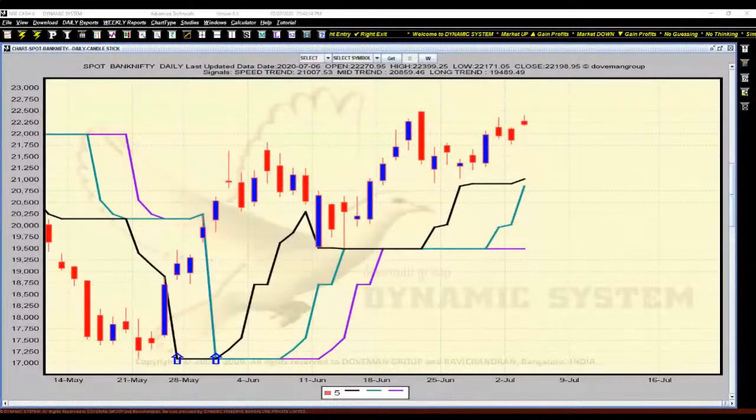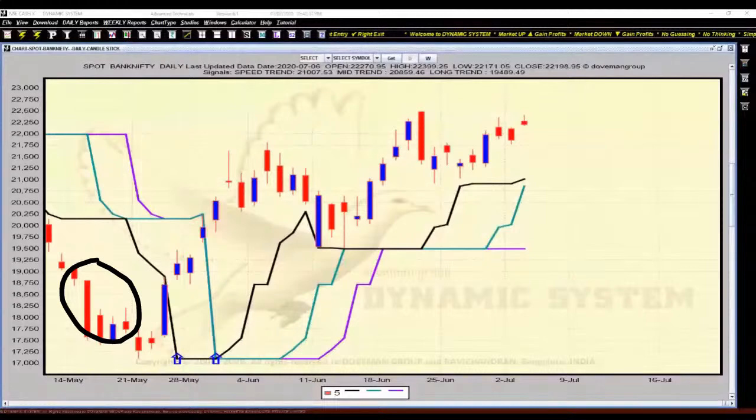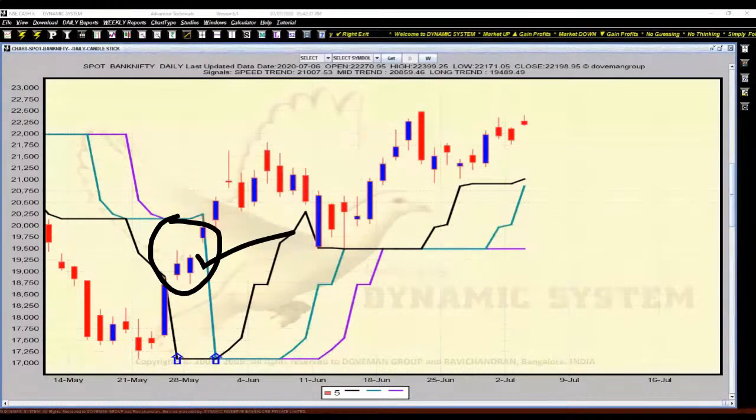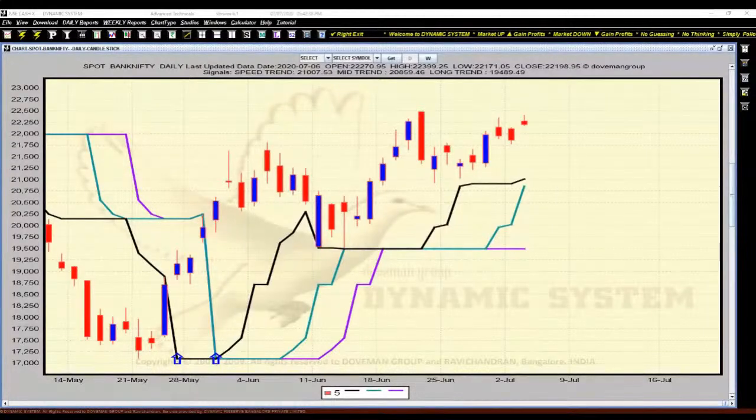There are times where the price is trading clearly below all the three trends, then it is in a clear downtrend. So when the price is in an uptrend or in a downtrend, just by looking at this, you will be able to understand. But in the meantime, there are times when the price is trading between the three trends. Whenever the price trades between the three trends, this is the phase we call as in-between trends.